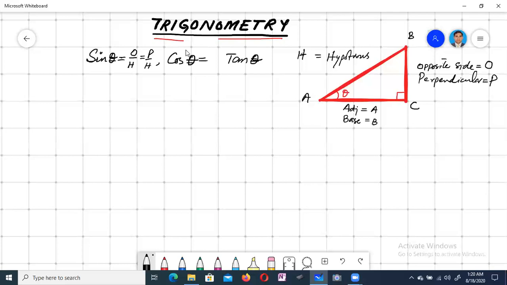Cos is adjacent divided by hypotenuse, A divided by H, or base divided by hypotenuse also. And tangent is opposite side divided by adjacent side, O divided by A, or perpendicular over base, P divided by B. So sine has opposite divided by hypotenuse, cos has adjacent by hypotenuse, and tangent has opposite divided by adjacent.